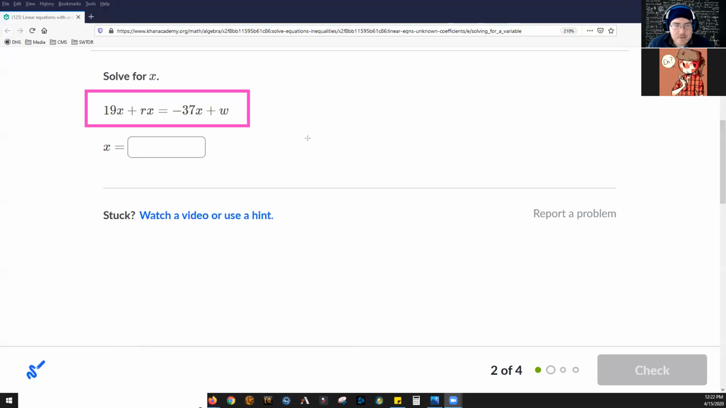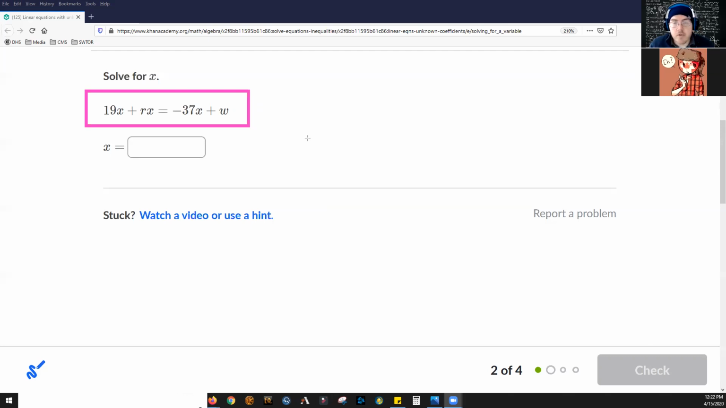19x plus rx equals negative 37x plus w. There's an x, an r, and a w. They're not asking you to come out with an answer here, like a number. These problems are designed to punish you if you use calculators too much, because you're allowing the calculator to do too much thinking, and you're not building enough rigor in yourself to understand the laws of these equations. So they give you stuff like this.